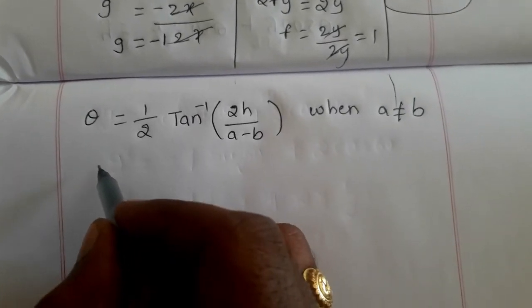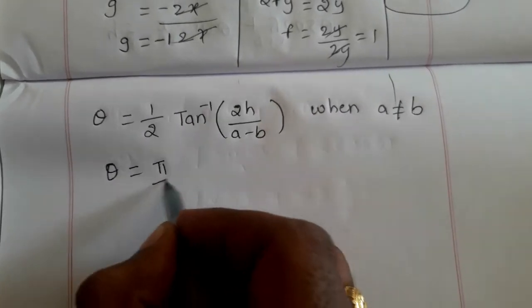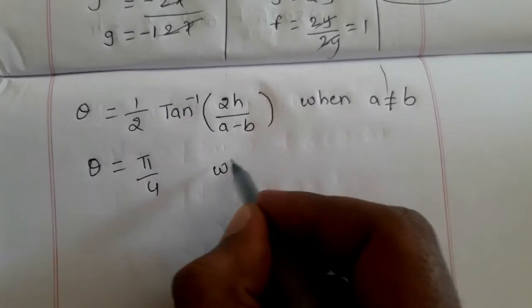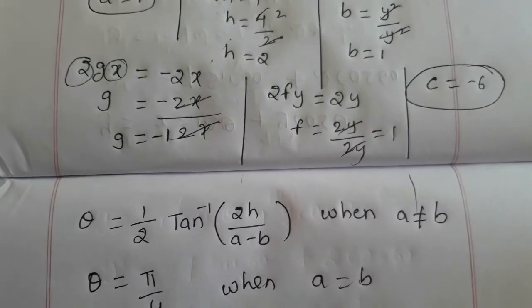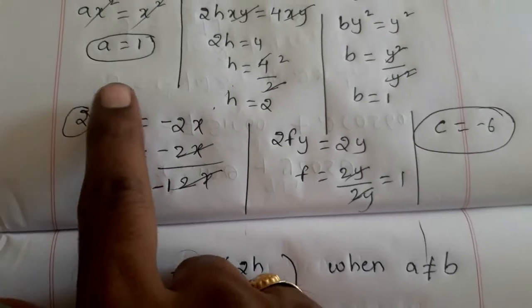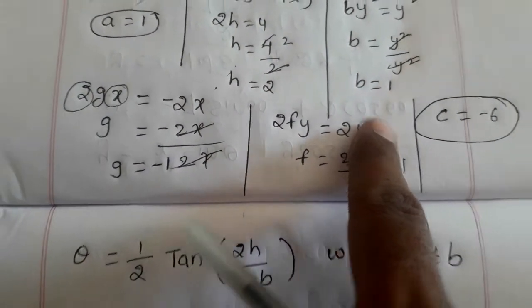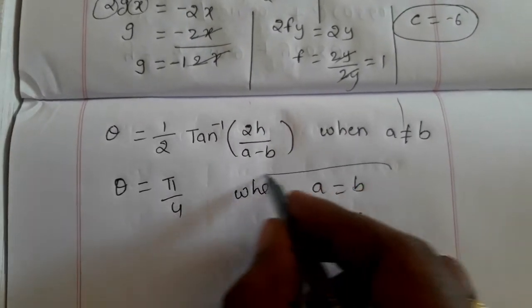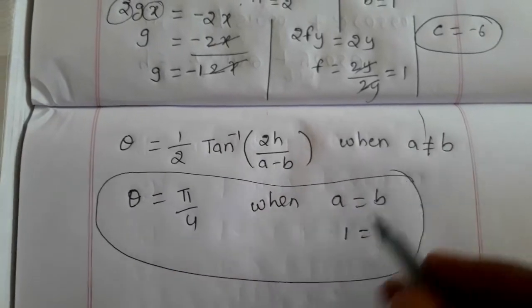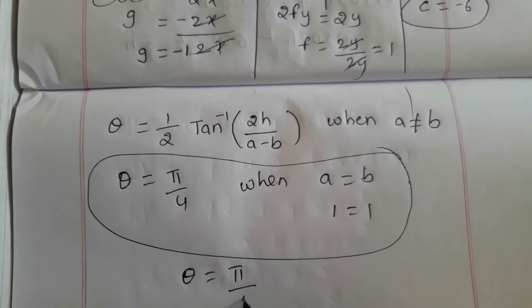And we have one more formula. Theta is simply pi by 4 when a is equal to b. So now you observe here the a value and b value. Here a value is 1, b value is also 1. So both are equal. So we have to use the second formula. So our answer is theta is equal to pi by 4.